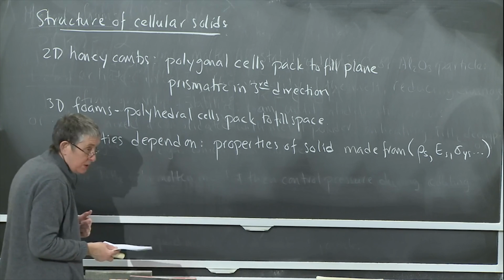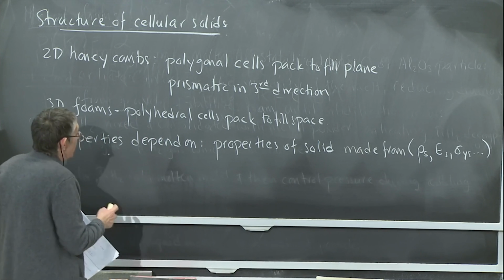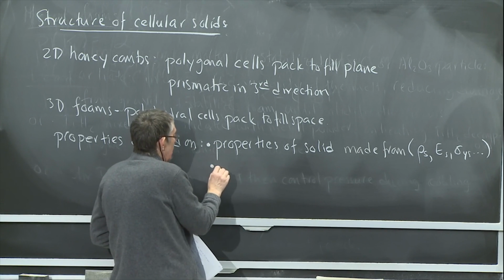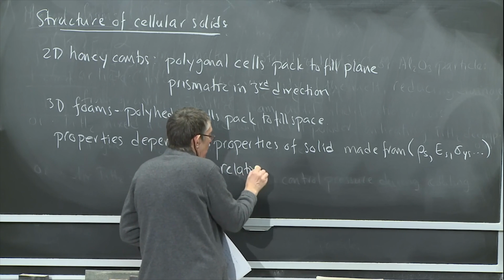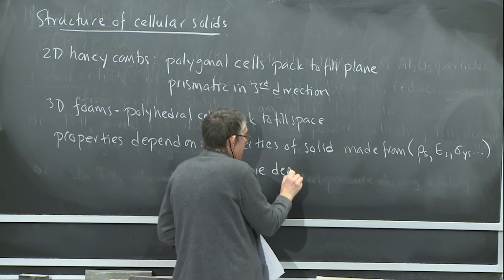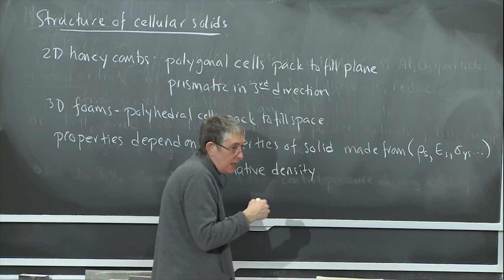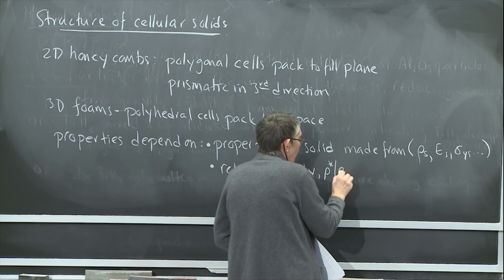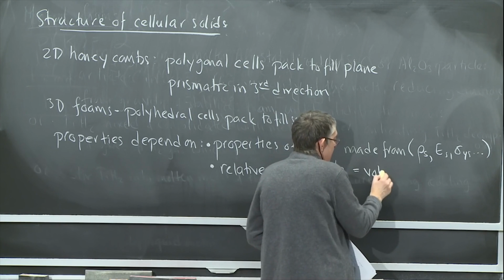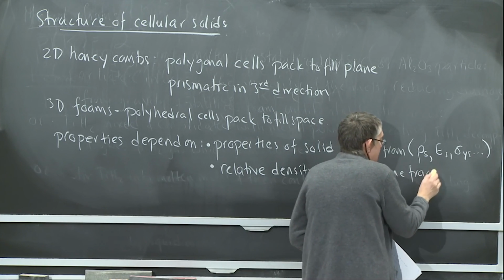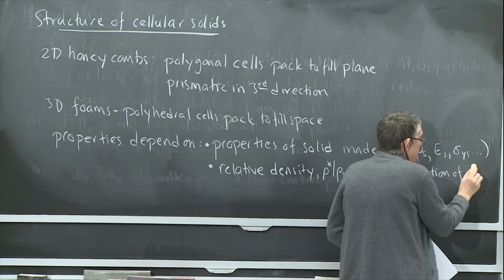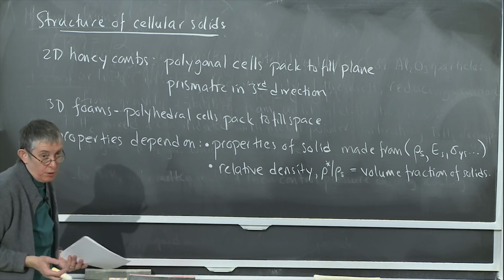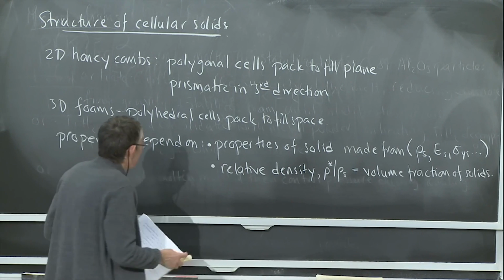And you could think of other things. There could be a fracture toughness of the solid. There could be other kinds of things. So one thing that the properties of the cellular material depend on is the properties of the solid. Another is the relative density of the cellular material. And that's the density of the cellular thing divided by the density of the solid. And that's equivalent to the volume fraction of solids. So it makes sense that the more solid you've got, the stiffer and stronger the material is going to be. So it's going to depend on how much material you've got.